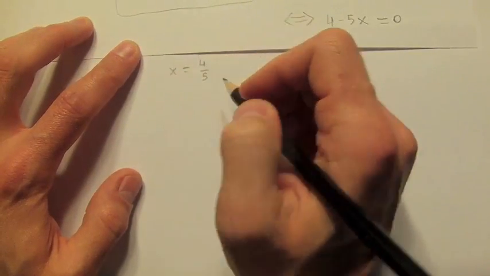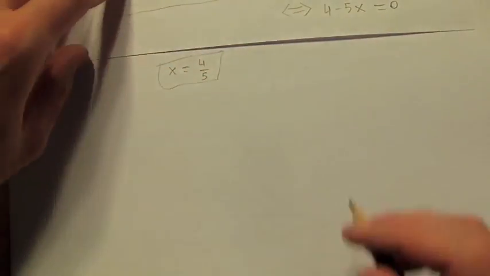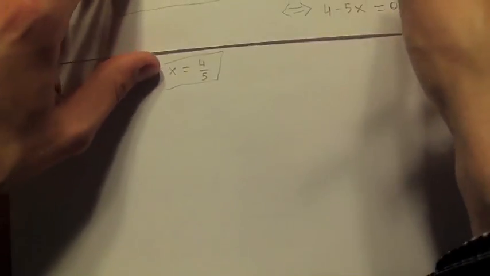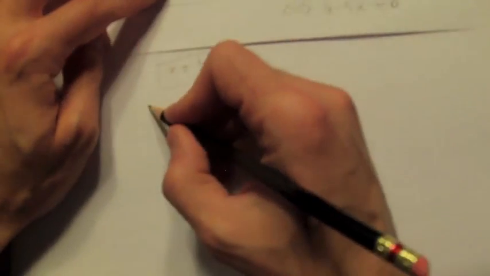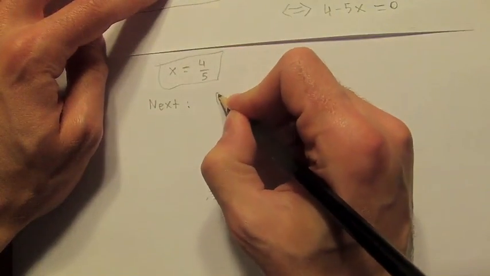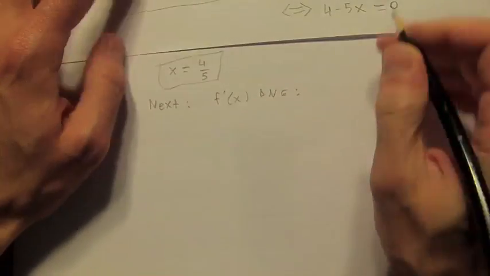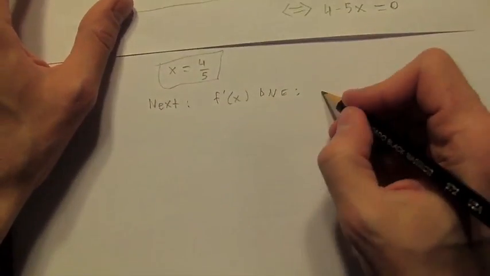Right, so there's one critical point. Okay, the next one is now, so next we're going to look at where f prime of x does not exist.